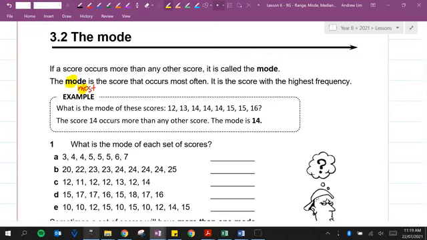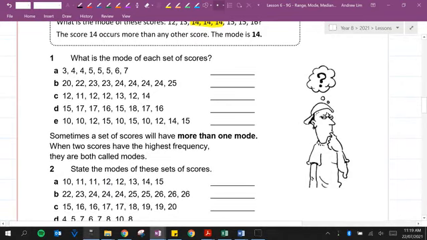Here's an example. What is the mode of these scores? 12, 13, 14, 14, 14, 15, 15, and 16. Well, we can see that the score of 14 occurs more than any other score. So the mode is 14. What I mean by that is 14 occurs 3 times, which is the most out of all the other numbers. So the mode is 14.